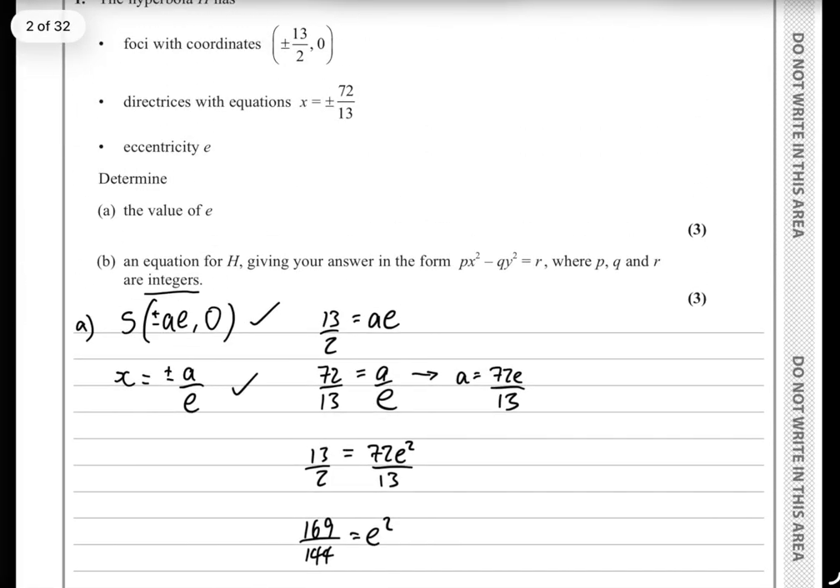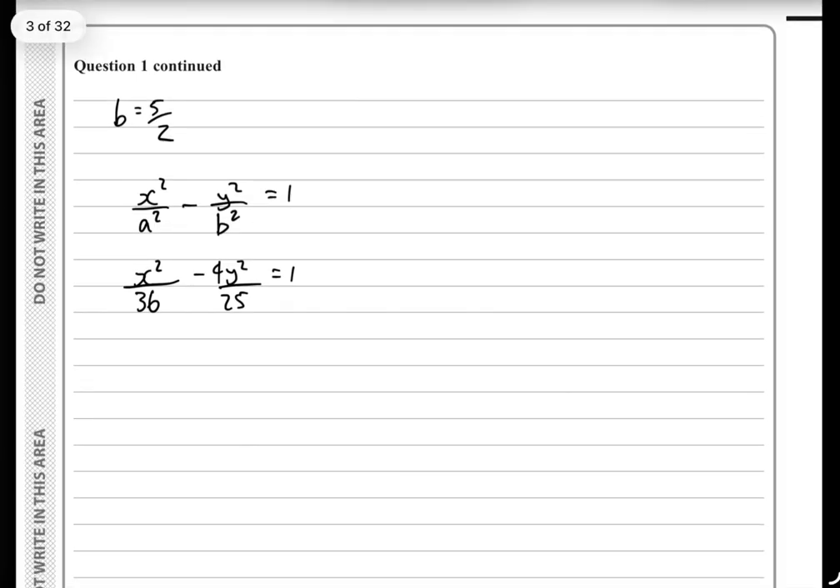Then we can put that into our general equation for a hyperbola, which is this. Also in the formula booklet, if you forget any of these things, they're all there. y squared over 25 over 4. And we're going to multiply by those denominators, which gives us a 900 on this side. 25x squared minus 144y squared. So p is equal to 25, q is equal to 144, and r is equal to 900.